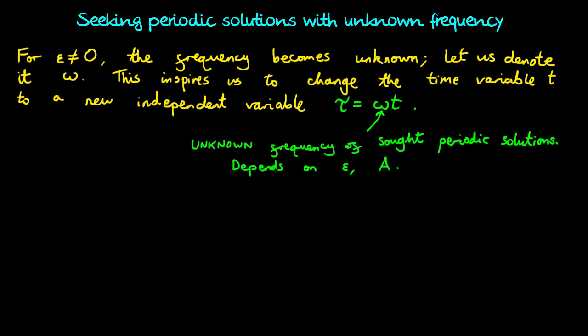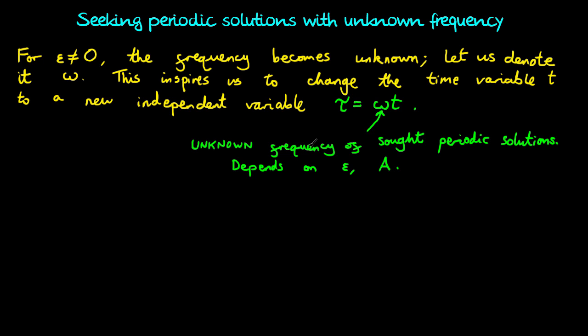So exactly as I've just said, for epsilon not equal to 0, the frequency becomes something that is unknown. So let's give it a name, let's just call it omega. So omega is different to omega naught. Omega naught was that constant that appears in the equation. Omega is the unknown frequency of the solution that we're looking for, because remember, with the Lindstedt Poincare method, we're looking for periodic solutions. And this inspires us to change the time variable to a new independent variable. So we're going to make the substitution tau is equal to omega times t.